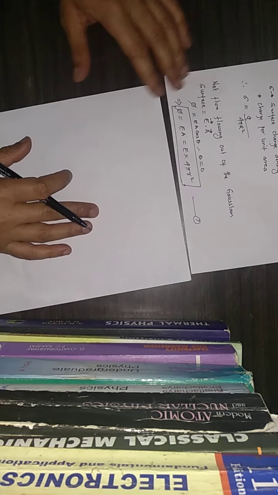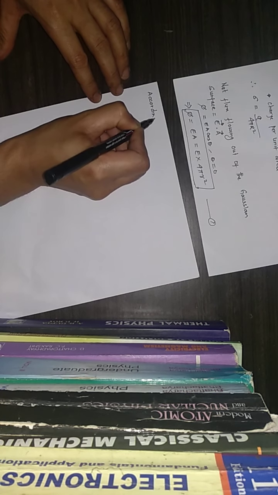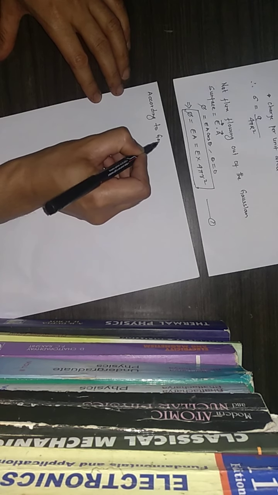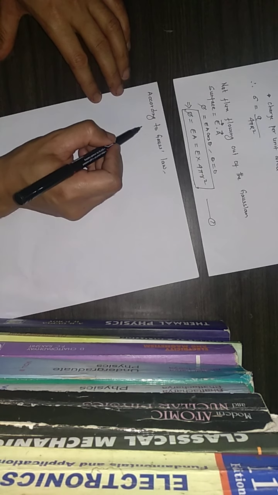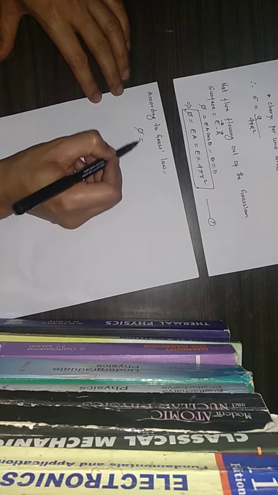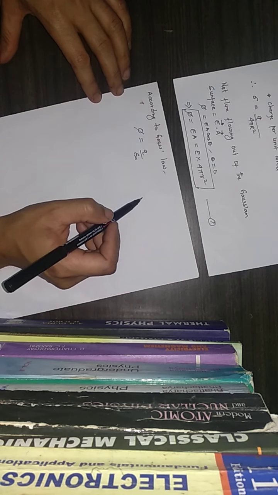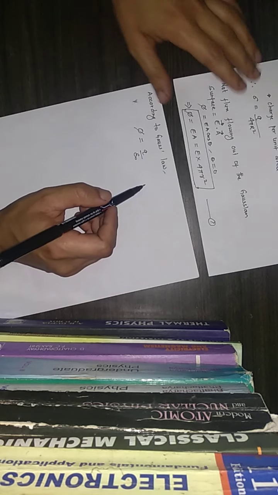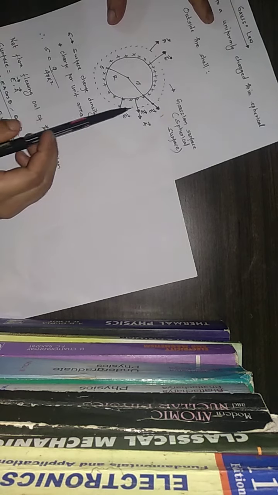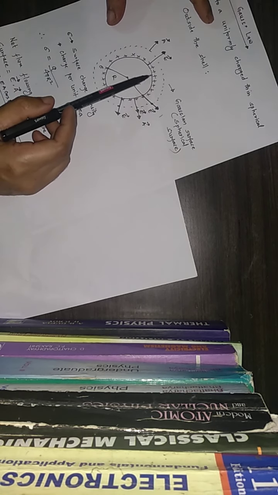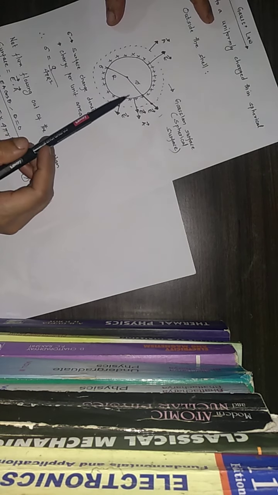Now according to Gauss's law, what we have is that the total flux through any closed surface is equal to the charge enclosed by the surface divided by the free space permittivity. So here is your Gaussian surface. What is the charge enclosed by this Gaussian surface? It is nothing but the total charge of the spherical shell itself.